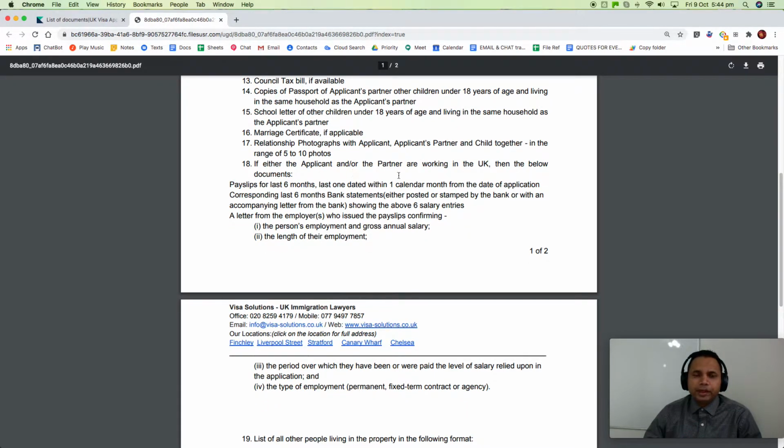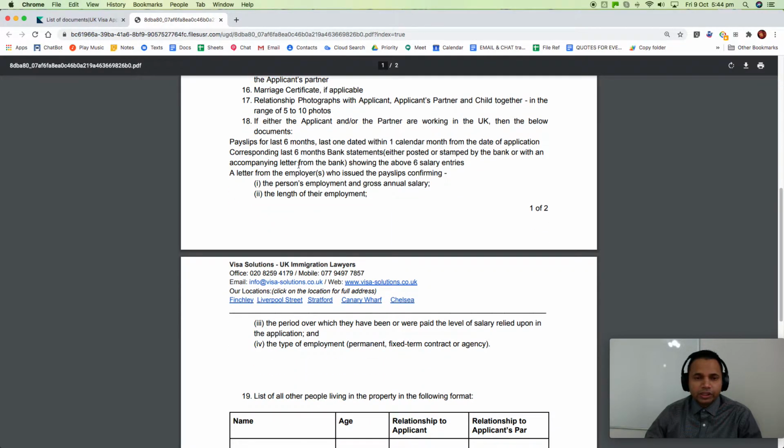If either the applicant and/or the partner are working in the UK, then the below documents. So if any of them are working in the UK, payslips for the last 6 months, corresponding 6 months bank statements, and a letter from the employer. Also, we have successfully done applications.